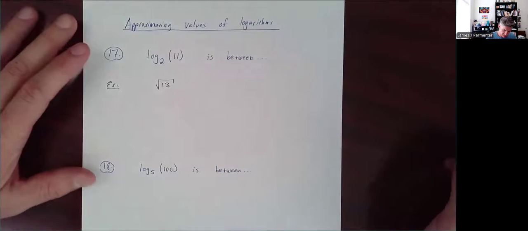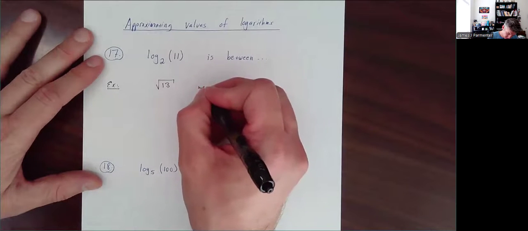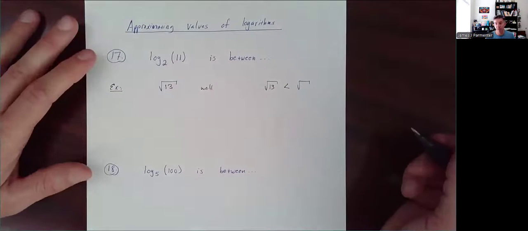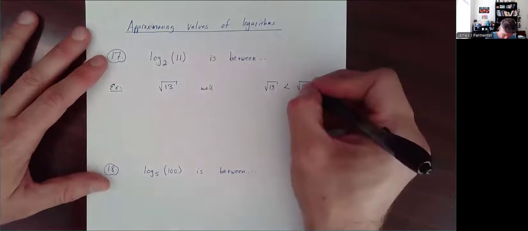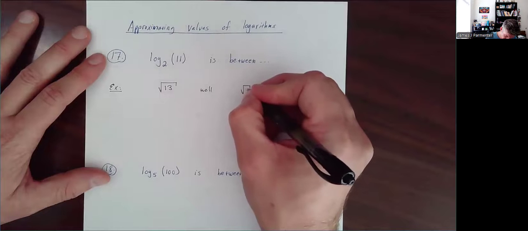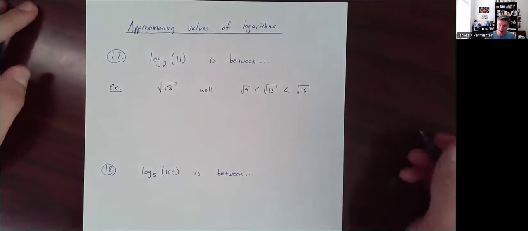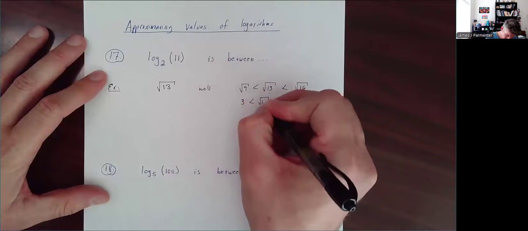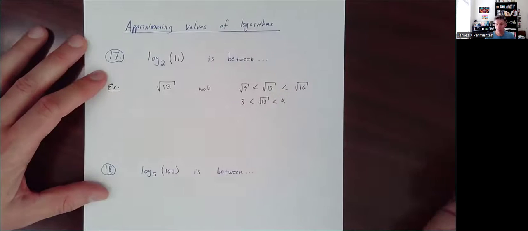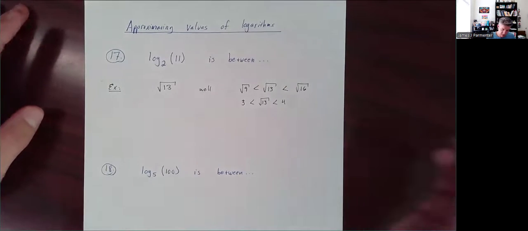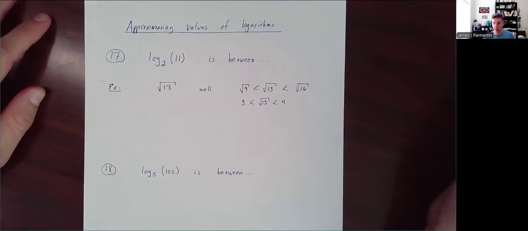Well, we know the square root of 13 is less than the square root of 16, the next biggest number that's a square number. The next smallest square number is 9. So the square root of 13 is certainly between the square root of 9 and the square root of 16, but the square root of 9 is 3, and the square root of 16 is 4. So it's clear the square root of 13 is between 3 and 4. And if you get out a calculator and take the square root of 13, you'll get 3 point something, something, something. In a similar way, we can find what two numbers log base 2 of 11 is between.